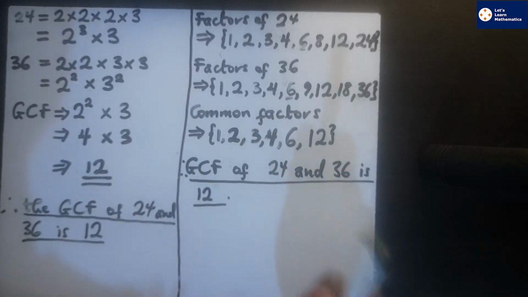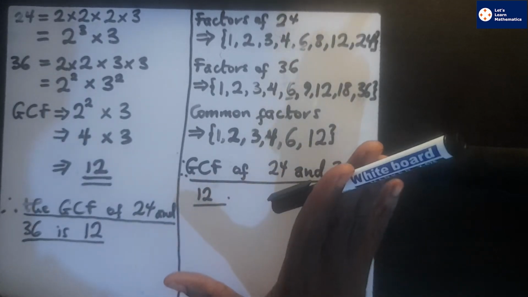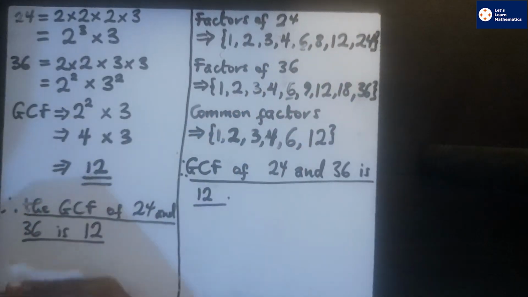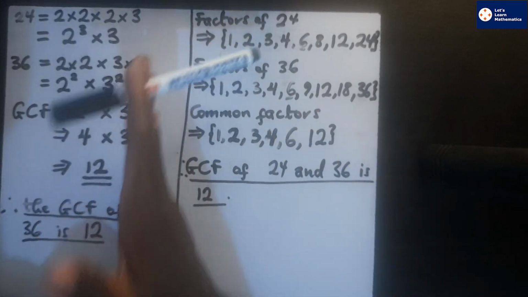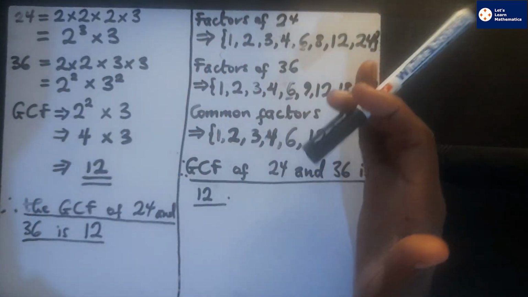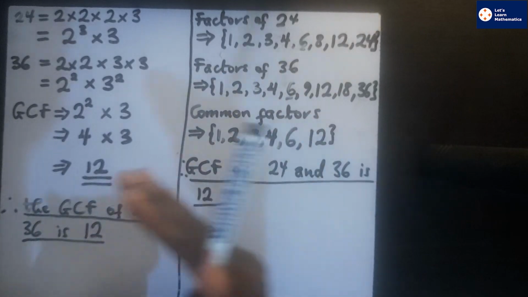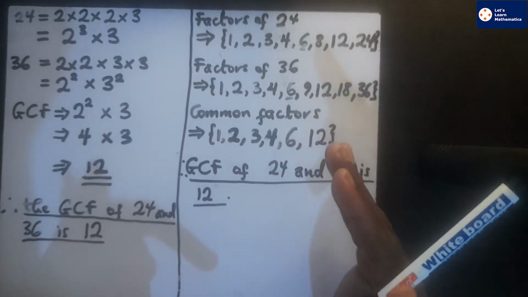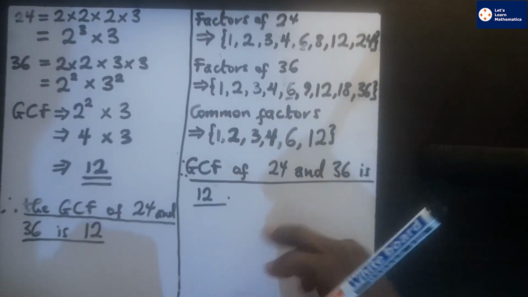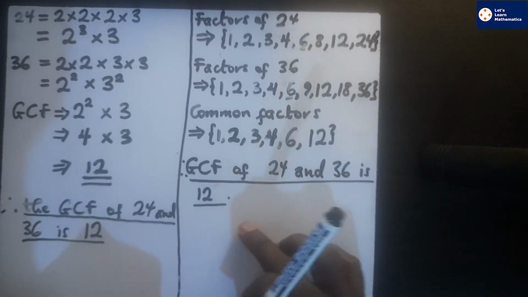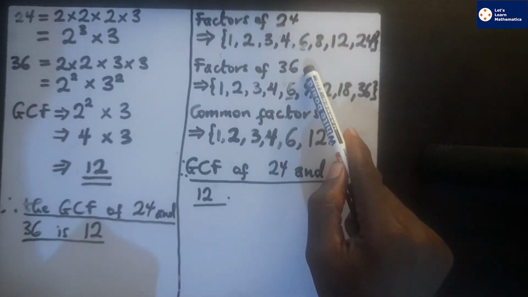Now, if you are given a question, don't do this and do this at the same time. You are only supposed to pick one. If you are using this method, don't bother with this method. If you are using the listing method, just solve and get your answer. Don't do the two at the same time. I'm only doing the two for you to see how each of them is done. So the greatest common factor of 24 and 36 is 12. It means that 12 is the biggest number that you can use to divide 24 and 36 at the same time.